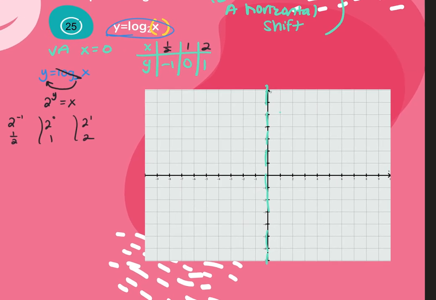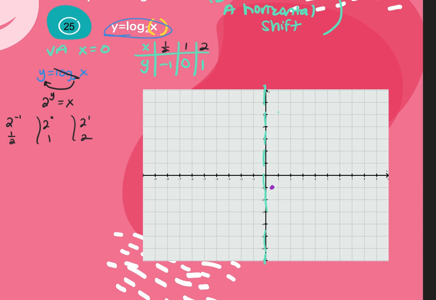And then I plot those. 1/2, negative 1; 1, 0; and 2, 1. And my curve does what it's supposed to. It gets as close to the vertical asymptote as possible without touching it, and then it points up to the right. Because it's a log, so we switch it. Yep. 3 points is fine, as long as you can figure out your curve.